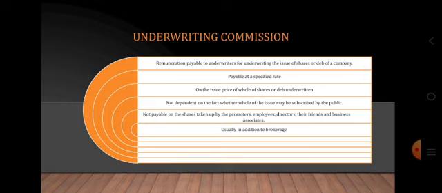Again, we have some types: marked applications and unmarked applications. Marked applications are applications which have any marking or stamping of an underwriter. Unmarked applications don't have any mark or symbol in the application.